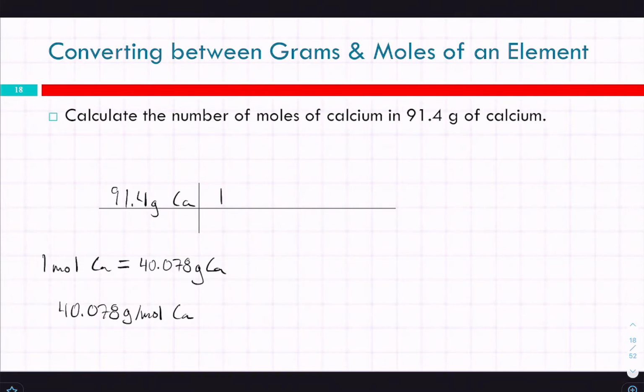So we'll have 1 mole of calcium on top, and then 40.078 grams of calcium on the bottom. So grams of calcium will cancel out, and we'll be left with moles of calcium. So 91.4 divided by 40.078 is going to be 2.28 moles of calcium.